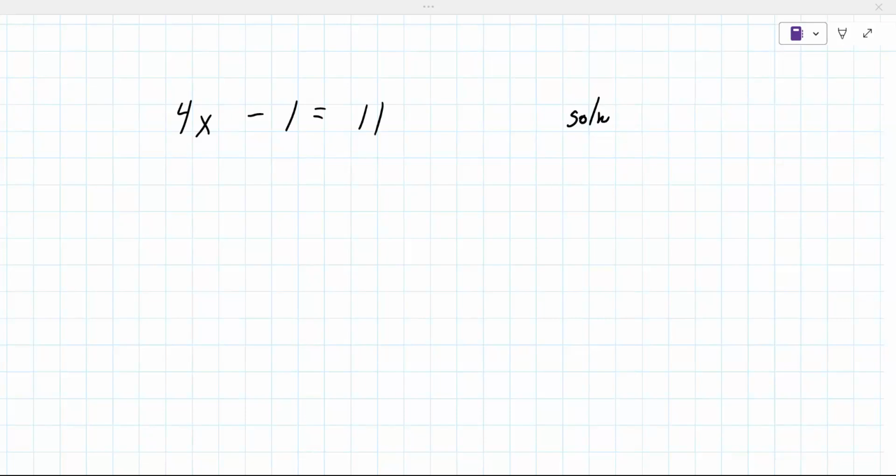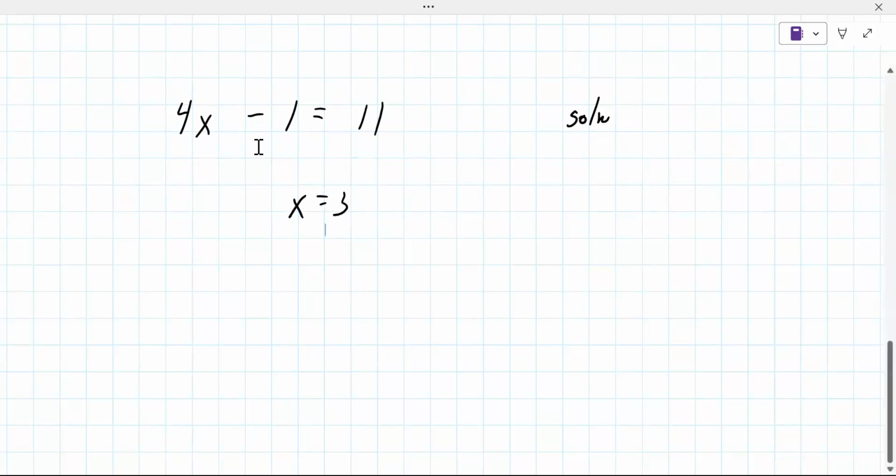So x equals 3, correct? Yeah, x does equal 3. Now, did you solve this by just checking numbers, or did you manipulate the equation? What do you mean by manipulate?